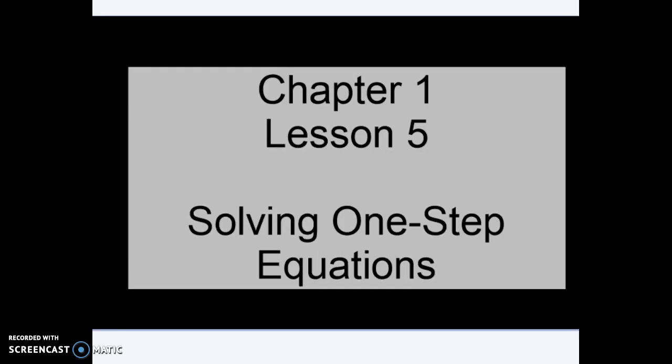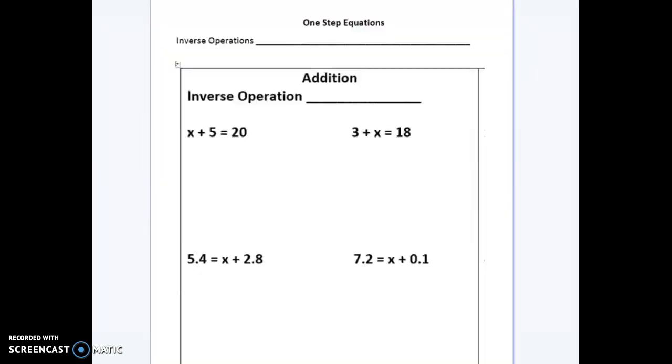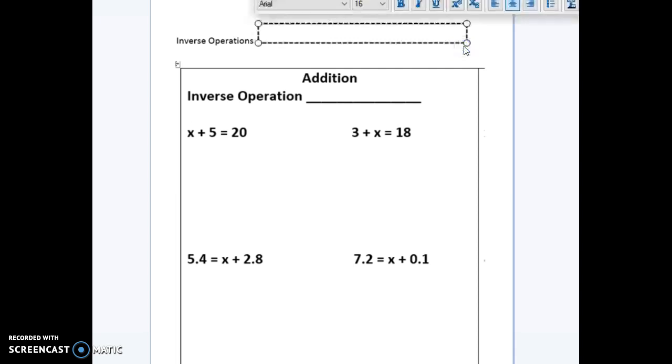Today we're going to begin working on Chapter 1, Lesson 5, in which we're going to be working on solving one-step equations. When solving one-step equations, it's important to understand what an inverse operation is. And as you recall from 6th and 7th grade when you worked on solving equations, an inverse operation is the opposite of the current operation.